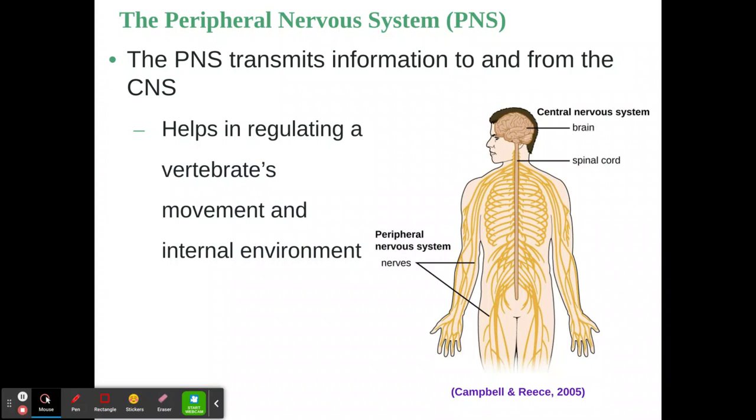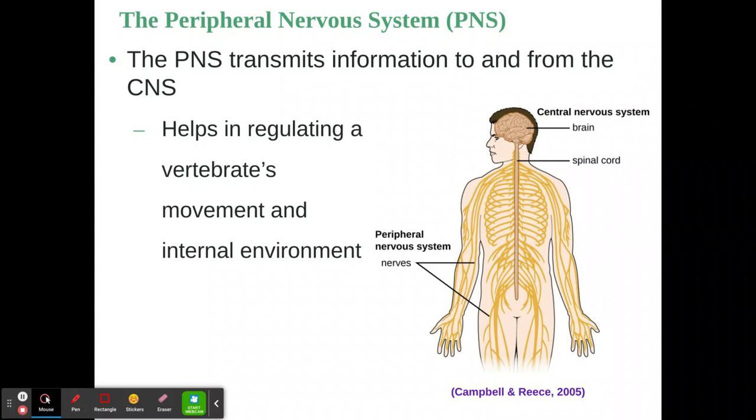the peripheral nervous system will transmit information to and from the central nervous system, which is the CNS, and peripheral nervous system would be the PNS. And this is going to play an important role in regulating the movement and internal environment of a vertebrate. So humans would obviously fall under that category. You can see in this picture, we have the central nervous system, which would be your brain and spinal cord, and then your peripheral nervous system would be essentially the nerves that come off of those two things. So both the brain and spinal cord.